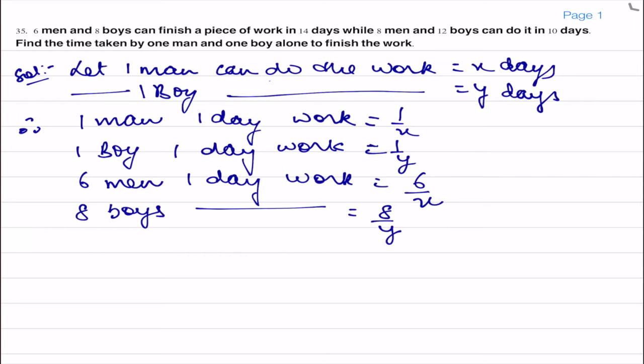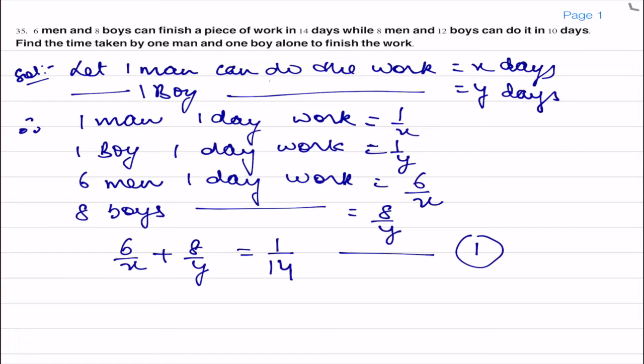6 men and 8 boys together finish their work in 14 days. So 6 men and 8 boys together, 1 day work will be 1 by 14. So together means again plus, so 6 upon x plus 8 upon y is equal to 1 by 14. This is our first equation. Why have we taken 1 upon 14? Because we are considering the 1 day work here.